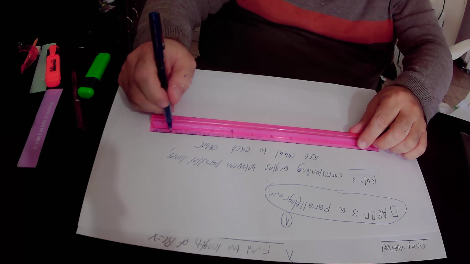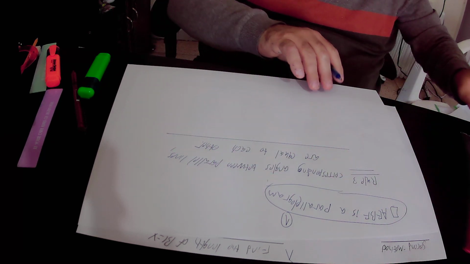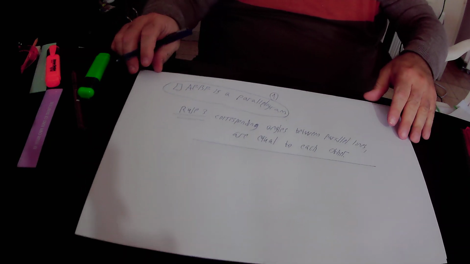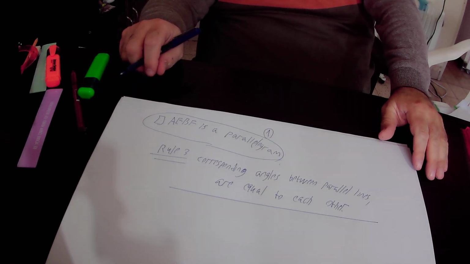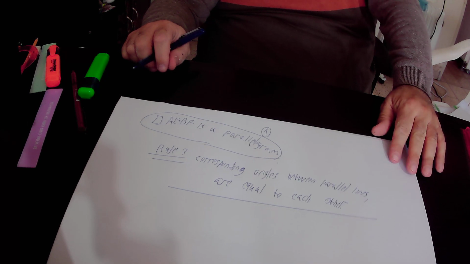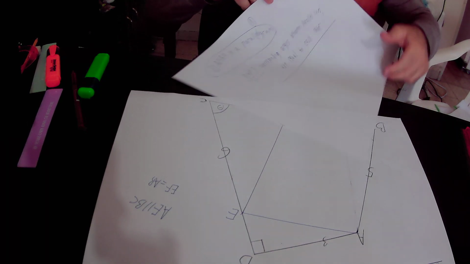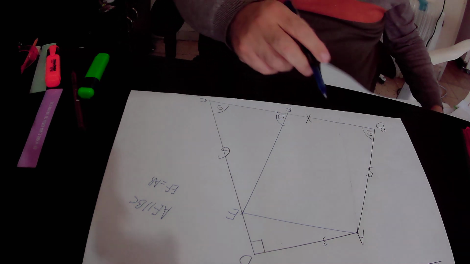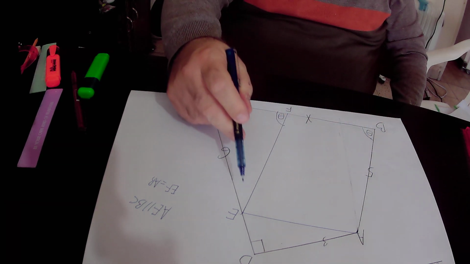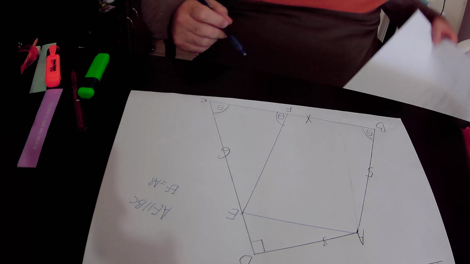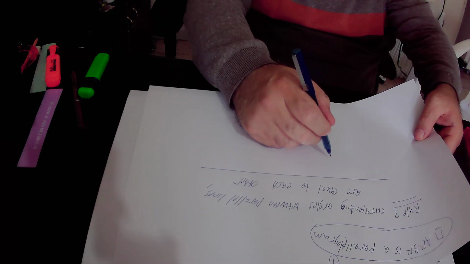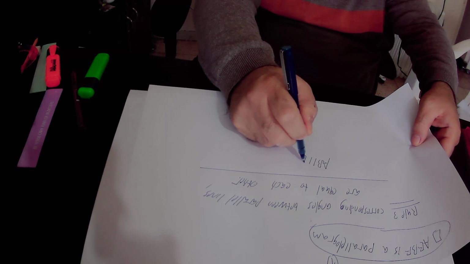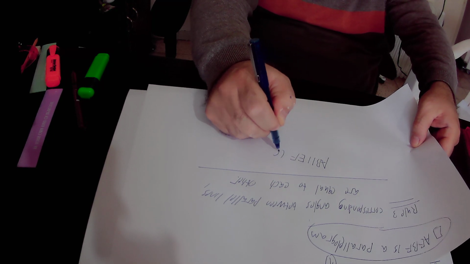I'll repeat again. According to rule number 3, corresponding angles between parallel lines are equal to each other. So according to our construction, AB is parallel to EF. I'll repeat again: AB is parallel to EF according to our construction.